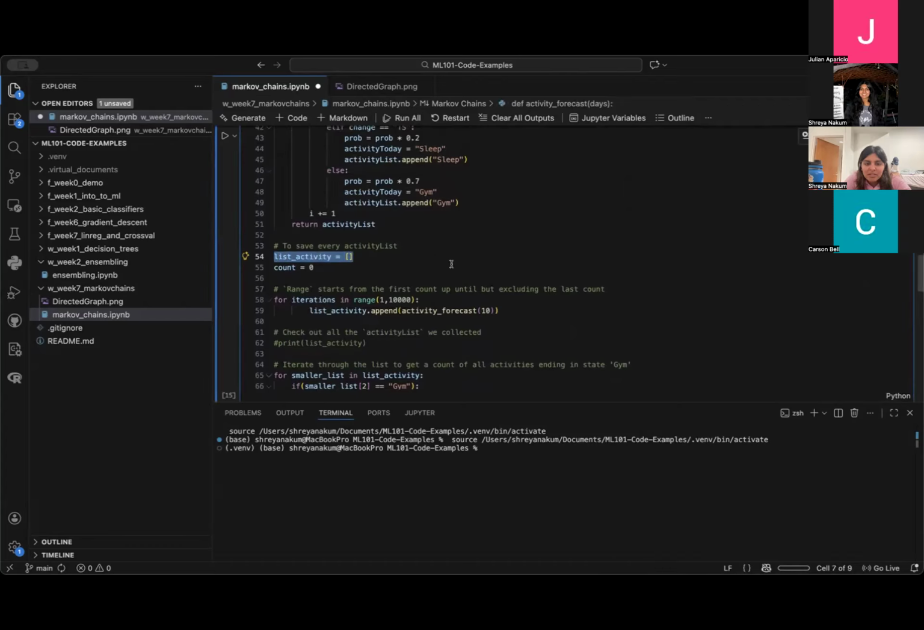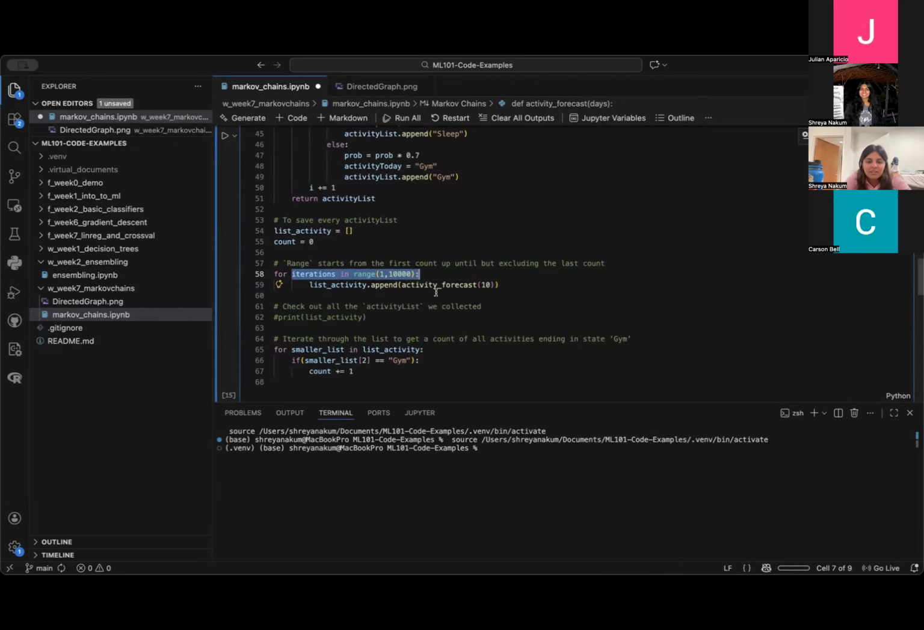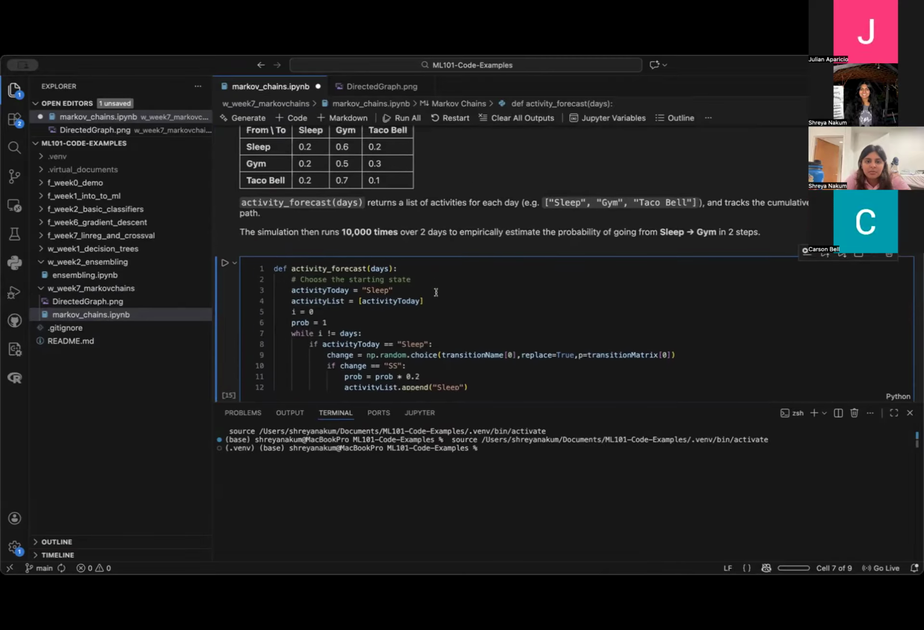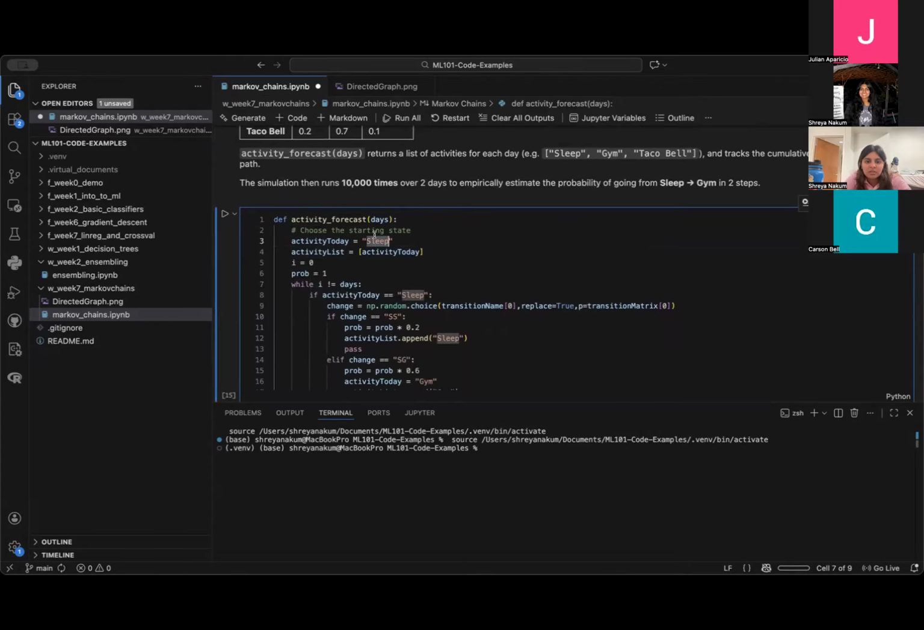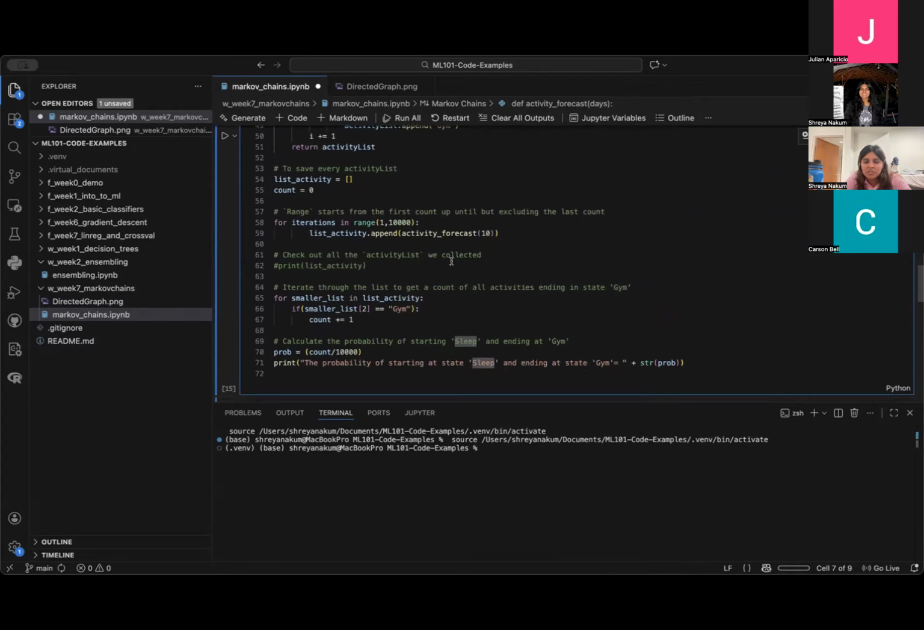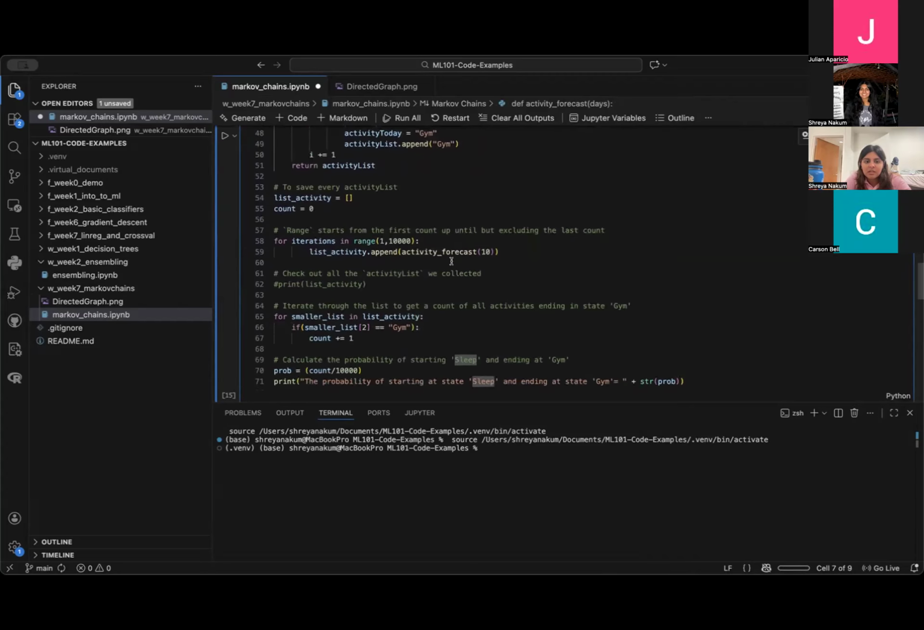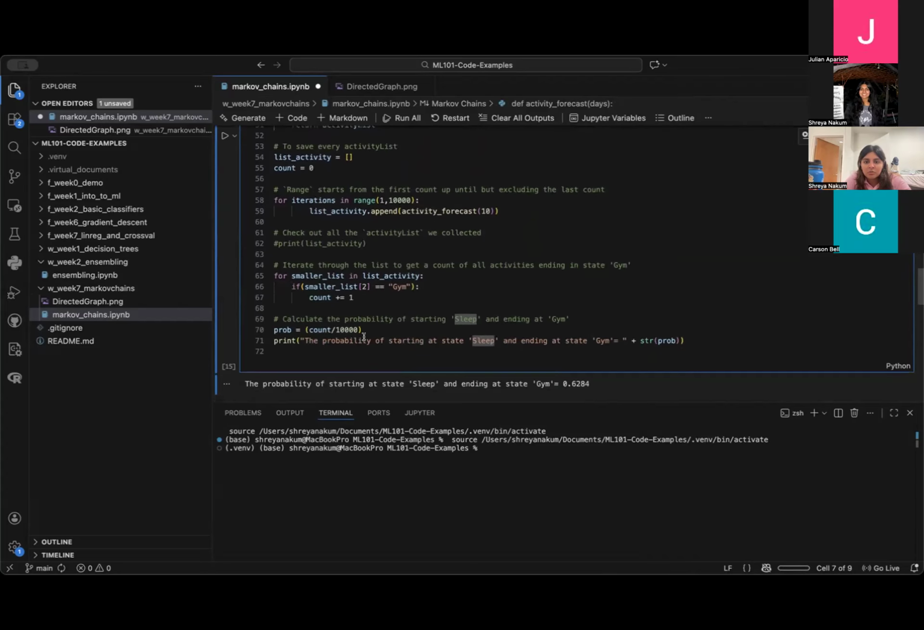It's going to save all the activities we do. It's going to go through however many iterations we want, and then based on that entire list, it's going to tell us what's going to happen. So let's say we start with sleeping, and then we want to know what's the probability that we start at sleep and end up at gym.